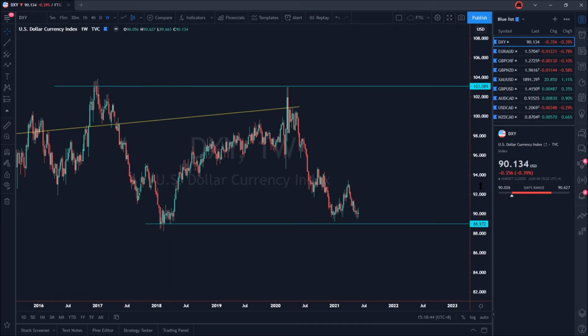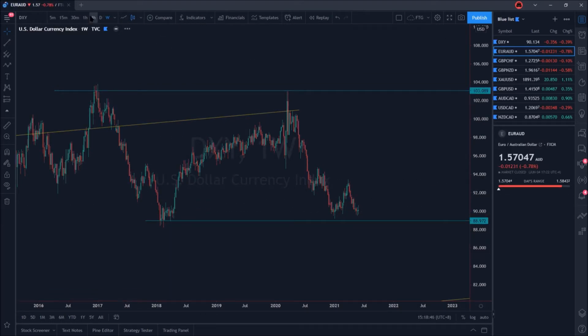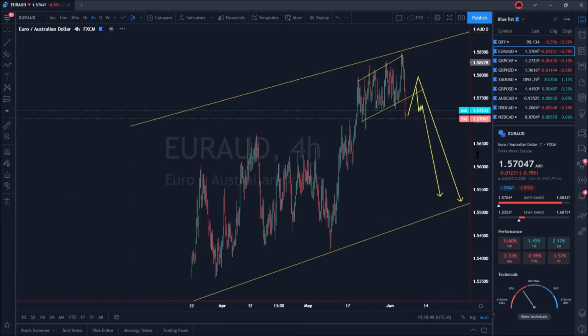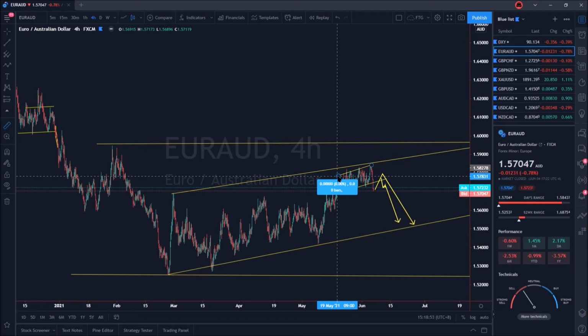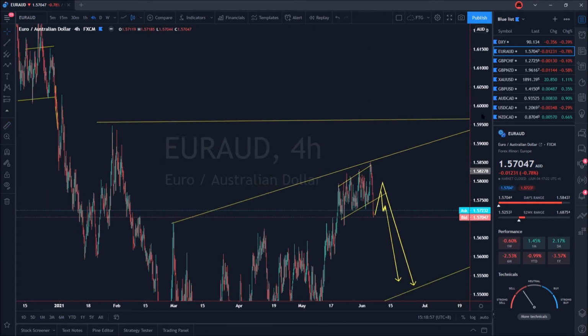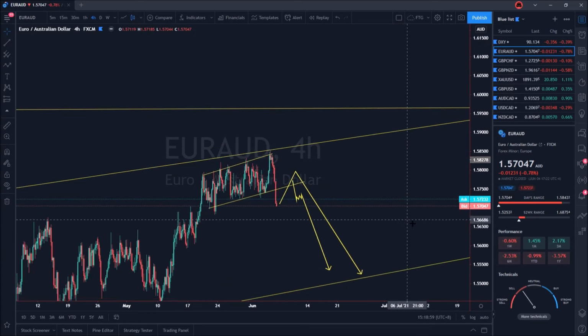Right, next let's look at the euro against the Aussie dollar. As for the euro against the Aussie dollar, the last 2 weeks have been in a reversal and oscillating pattern. And finally, there's a downward momentum after the completion of last Friday.